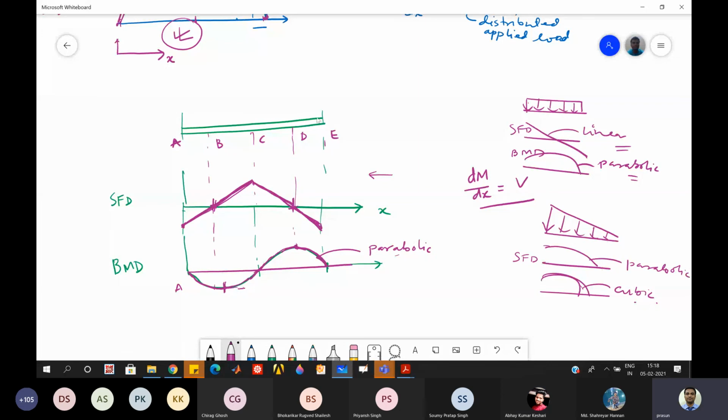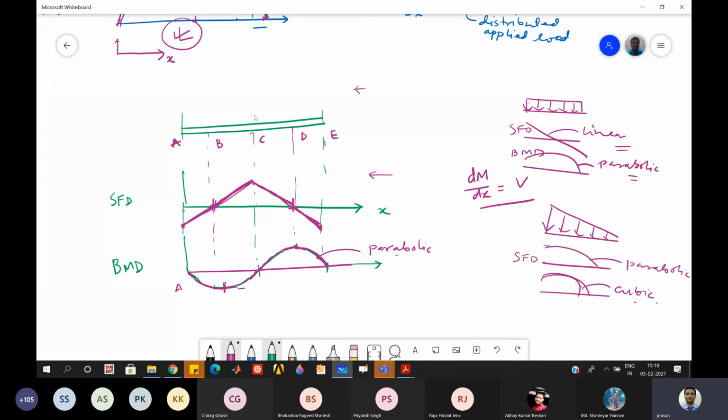No, first let us see again. If I prefer to go from this side, so CDE. Do you want to mention here between CD or DE? From C to E, right side. Upward or downward? Distributed force. Downward. So I can see some upward and downward. Can you tell me what should be?